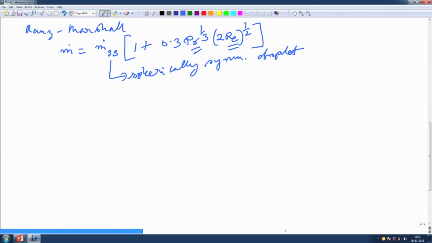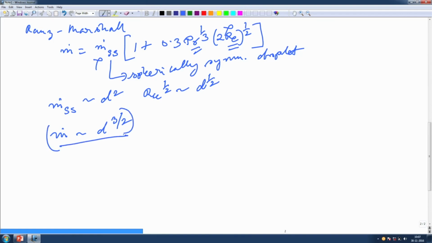The first interesting feature is that we already prescribed through the d square law and related things that m dot SS was a function of d square. Now, Reynolds number to the power of half, if we write it, that is a function of what? That is d to the power of half, it scales. So, your m dot basically scales as d to the power of 3/2, because it is a multiplicand of this with that. If you multiply the two, this will be d to the power of 3 by 2 for large Re.